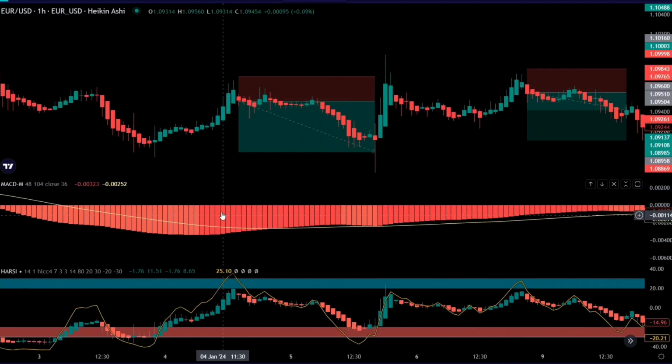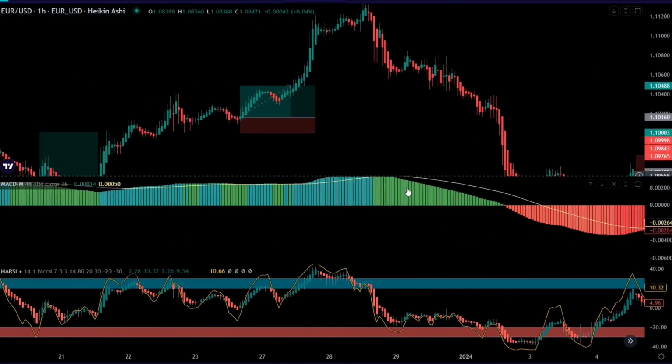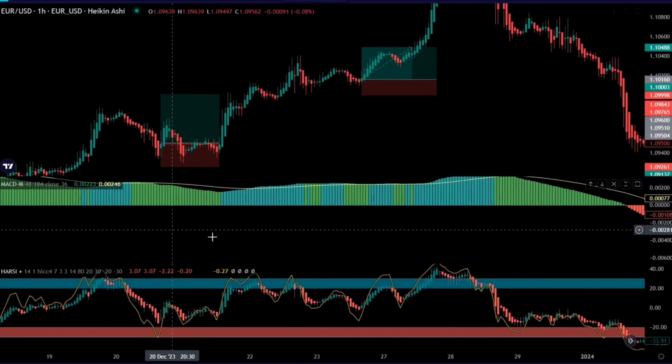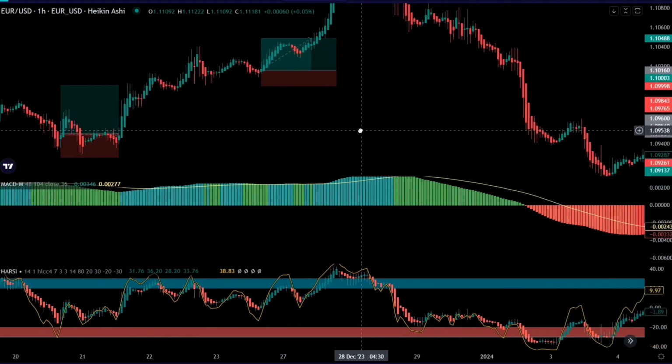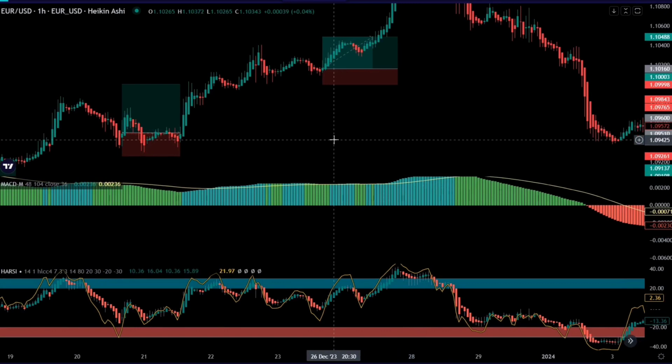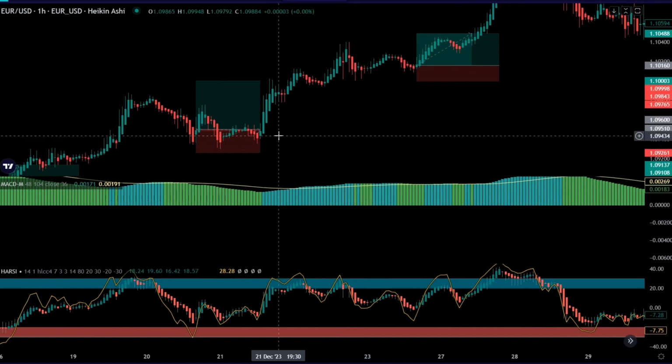Just in the red histogram you need to find a short signal, and in the green histogram you just need to find a long signal. You just need to practice, and practice, and practice. And I will be back with a backtest of 100 trades, and I will share the risk reward ratio and win rate.